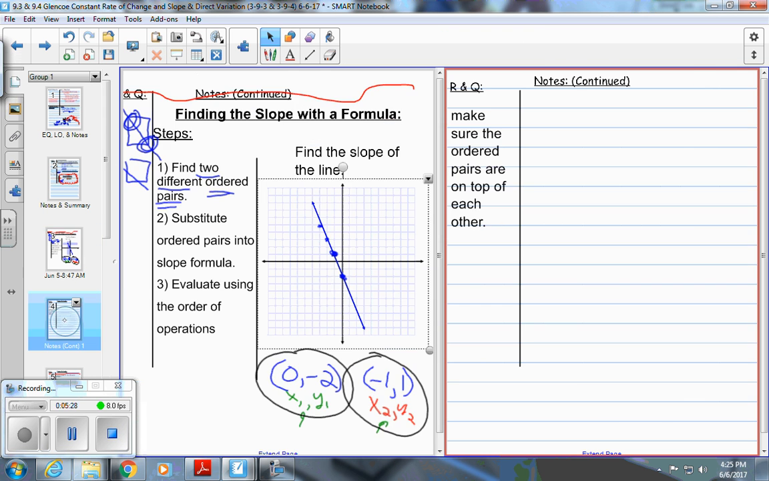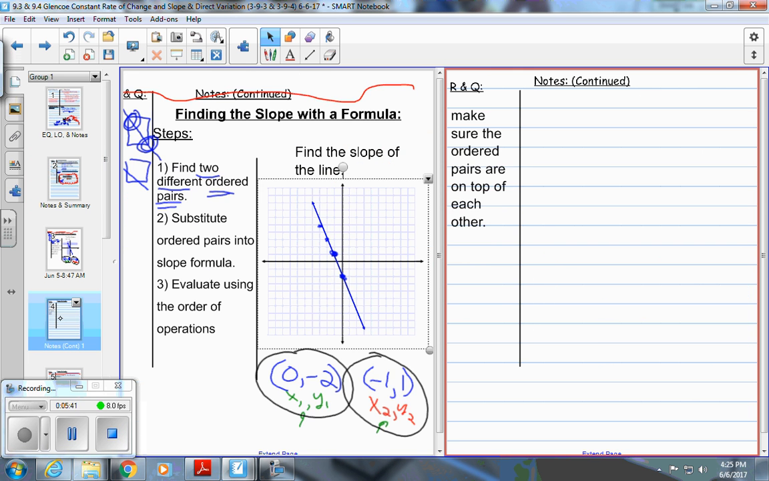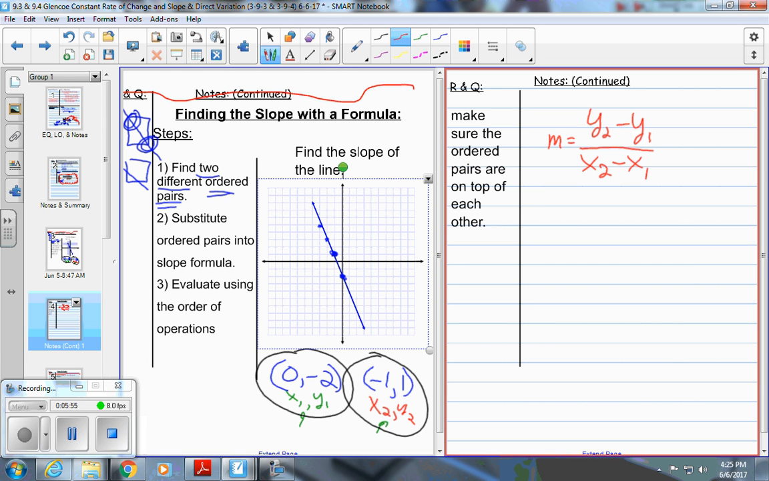Okay, so let's see how this formula works. What was that formula again we're going to have to write down? Because whenever we use a formula, we should write the formula down. That's how we memorize it. So, there it is. Read that one more time and go ahead and copy that into our problem. m equals y2 minus y1, the change in the y value, on the top, over x2 minus x1. The change in the x value is always on the bottom.